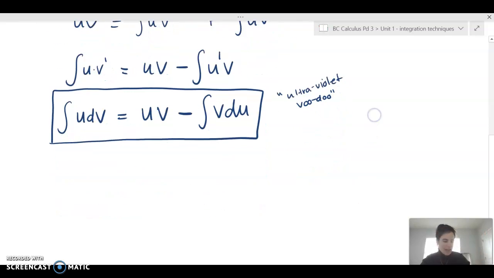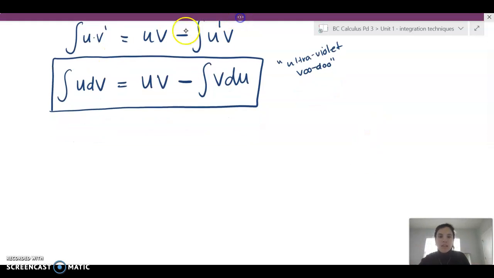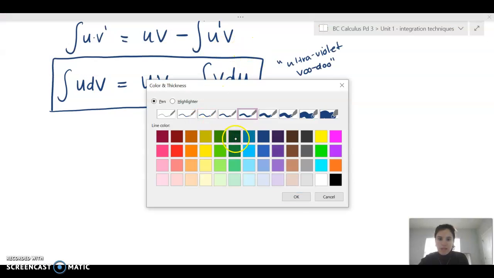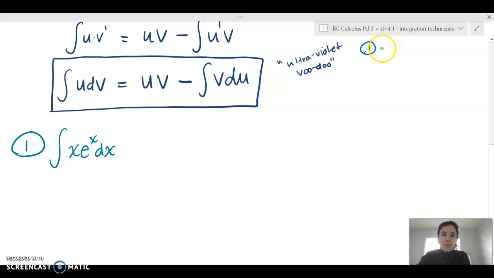So I want to look at some examples, and we can see what is the actual process of doing integration by parts. So let's change colors here. Let's do example 1. Let's begin by finding the antiderivative of x e to the x dx. All right, so your first step is you want to identify your u and your dv. Okay, that's going to be your first step in integration by parts.